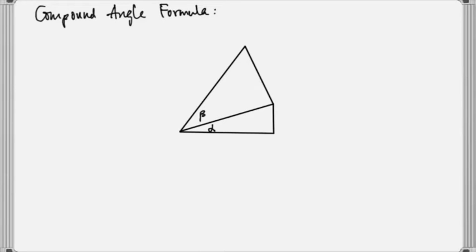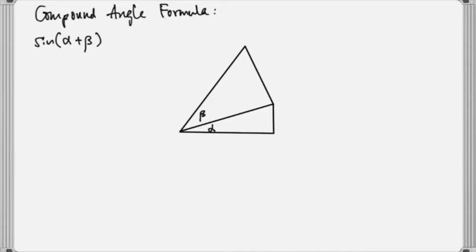Hello students, in this set of videos we will talk about the compound angle formula and some of its applications. So let's start with the sine of two angles. I'm going to use two Greek letters to represent the two different angles, alpha and beta. What is the sine of the sum alpha plus beta in terms of alpha and beta?